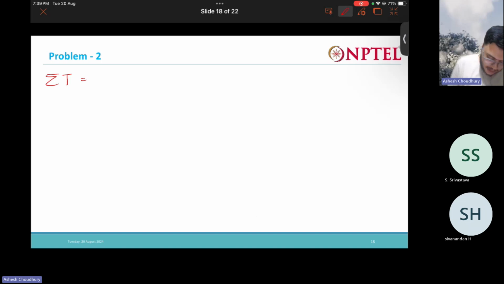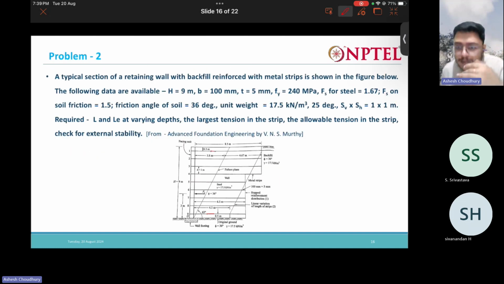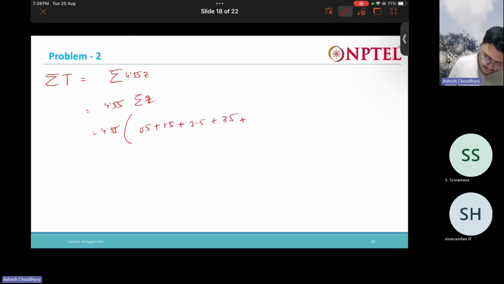So summation T is what? Summation 4.55 Z. So 4.55 times summation Z, which is 0.5 plus 1.5 plus 2.5 plus 3.5 and so on. All layers are 1 meter apart. The top and the bottom layers are at 0.5, the spacing from the ground and from the top surface. That's all. All the other layers are at 1 meter interval. This design is given to us.